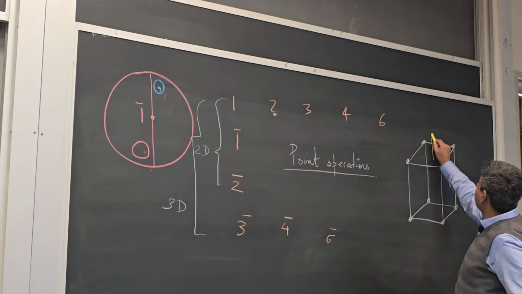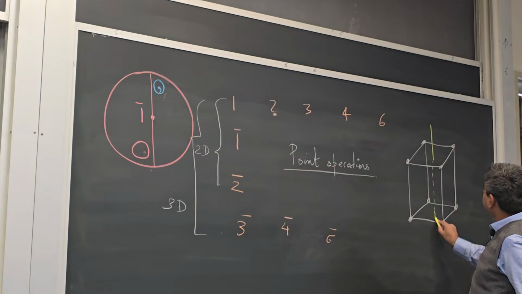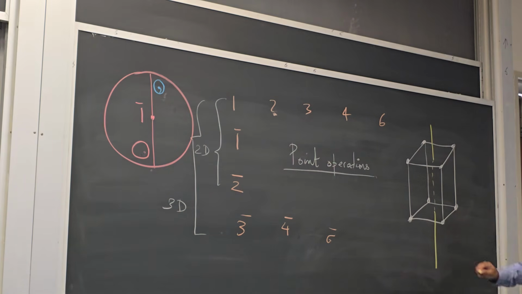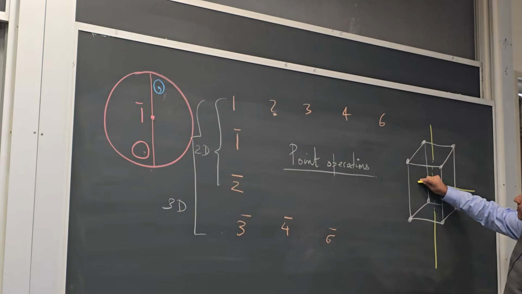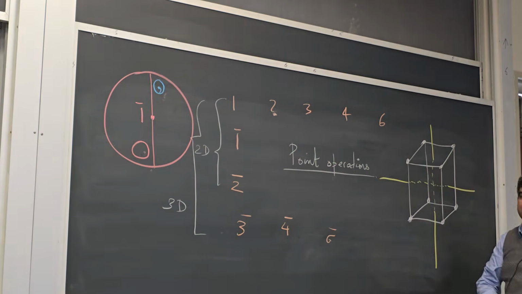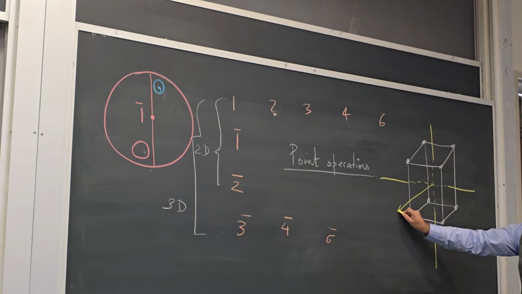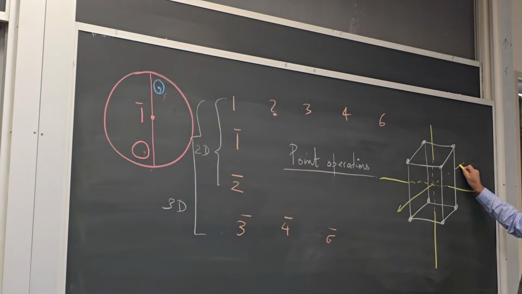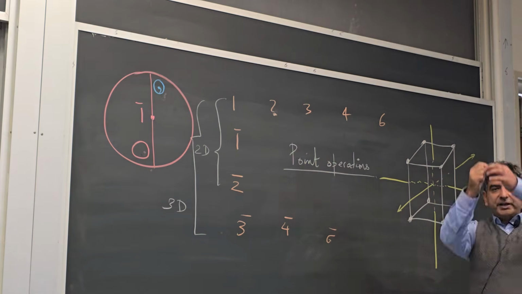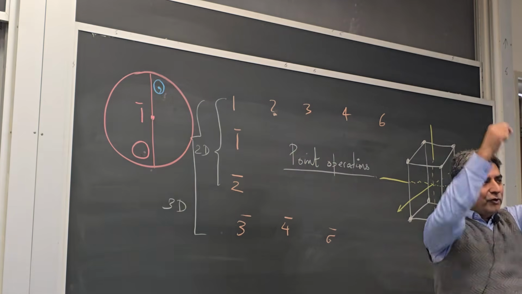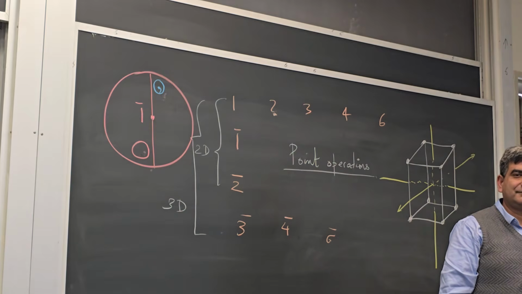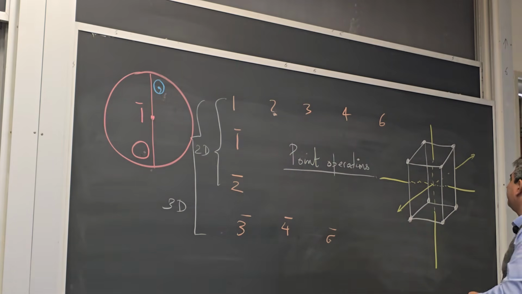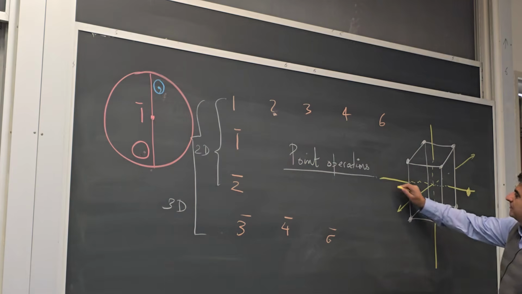One through this middle, one through this side, and one coming out, right? So you have 3 mutually orthogonal 4-fold axes of rotation. Which means that if I were to properly label these axes of rotation, I would put a square here. So it's a 4-fold axis of rotation.